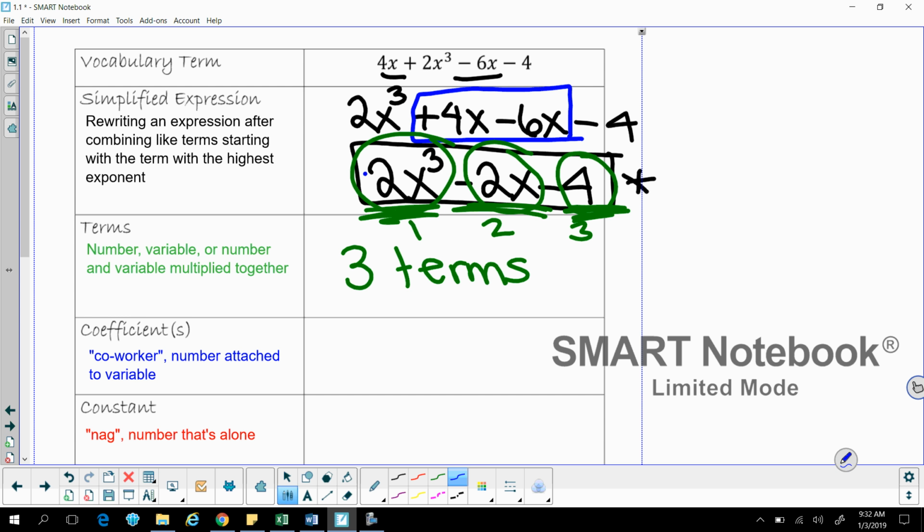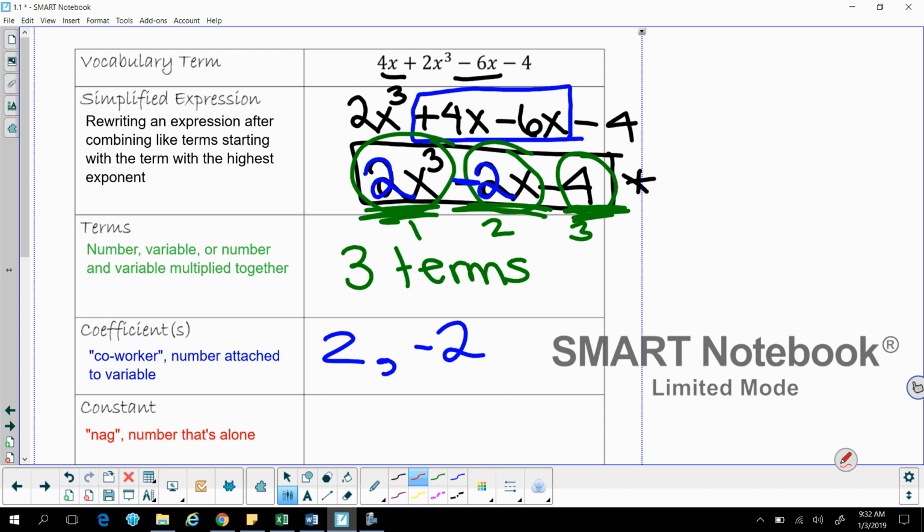Just a number. 2, right? So 2 would be a coefficient. And this one right here. But don't drop that negative. Negative 2. Negative 4 wouldn't be a coefficient because it doesn't have a coworker, right? It doesn't have a variable attached to it. So the only coefficients are the numbers that are attached to variables. Just like co-working, co-teaching means they're together is what co means.